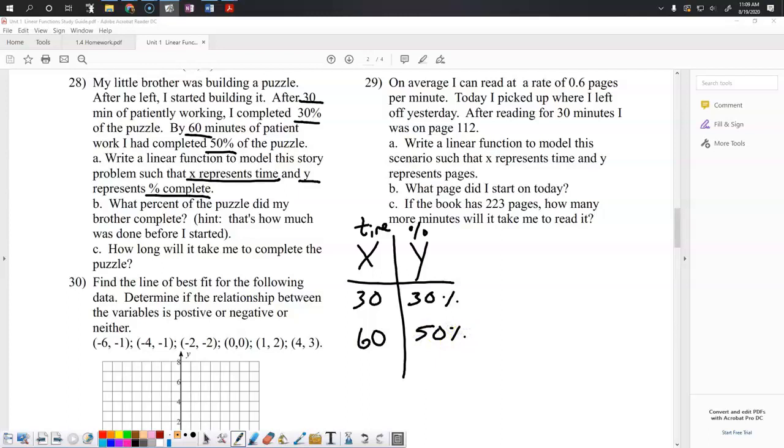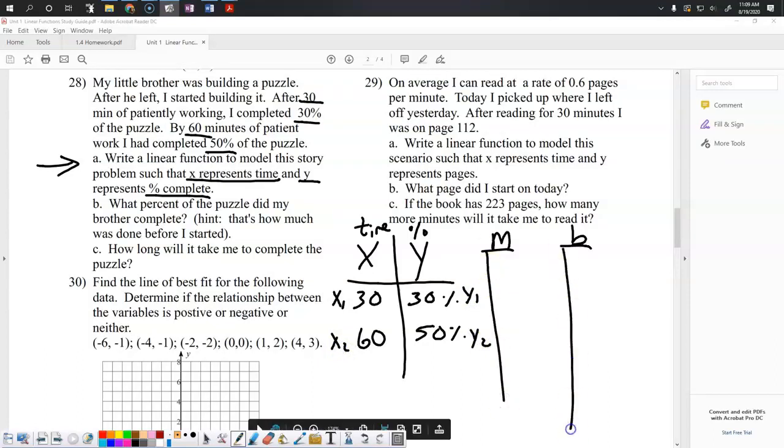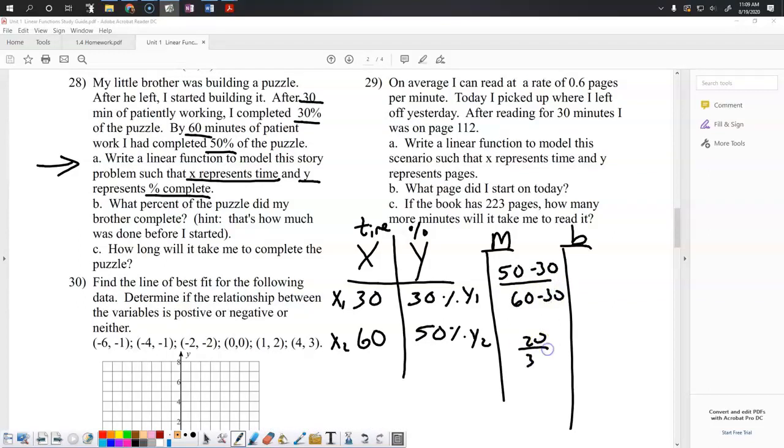Well, once you have that, to find the equation of the line, which is what it's asking us to do in part A here, it's pretty straightforward, if you did the rest of the study guide before this. You're going to find your slope. This is your x1, this is your y1, x2, y2. And you're just going to plug them into the old formula that we've been using. So y2 minus y1 over x2 minus x1. That gives me 20 over 30, which is 2/3.